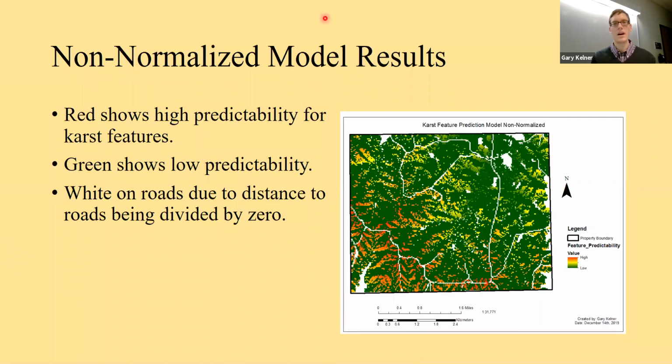The results of the non-normalized model show that the red areas on this figure show high predictability for karst features. The green areas on this figure show areas of low karst feature predictability. The white areas on this figure, indicated by the roads, are due to the distance to roads function being divided by 0, which creates a no data field within the figure.